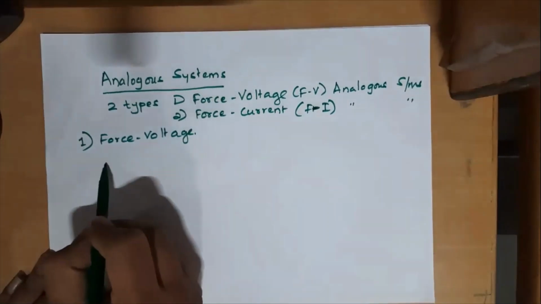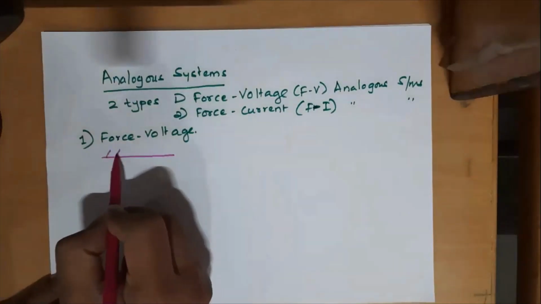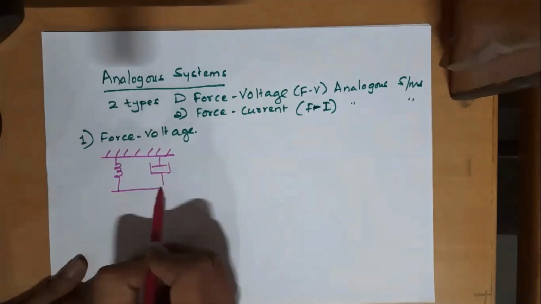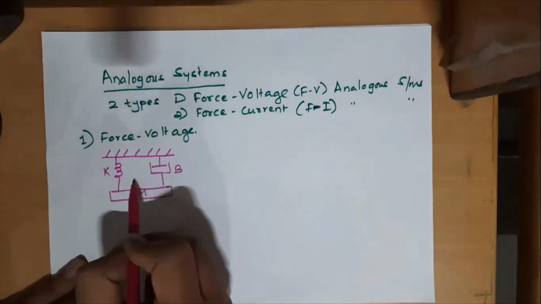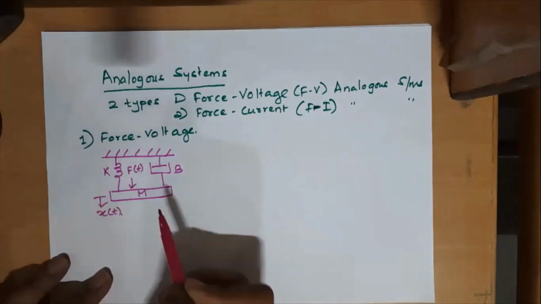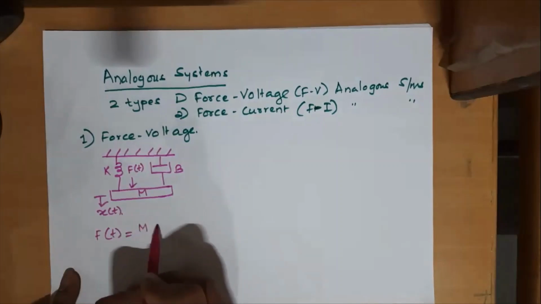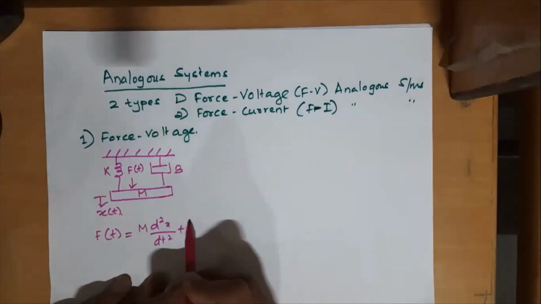It is just mapping force as a voltage. Mapping force as a voltage, we call it FV analogous system. Let us consider one mechanical system, again the simplest one, MBK: mass, spring, and damper, with a force F of t applied as shown. And obviously, there is only one output variable, which is the linear displacement, x of t.